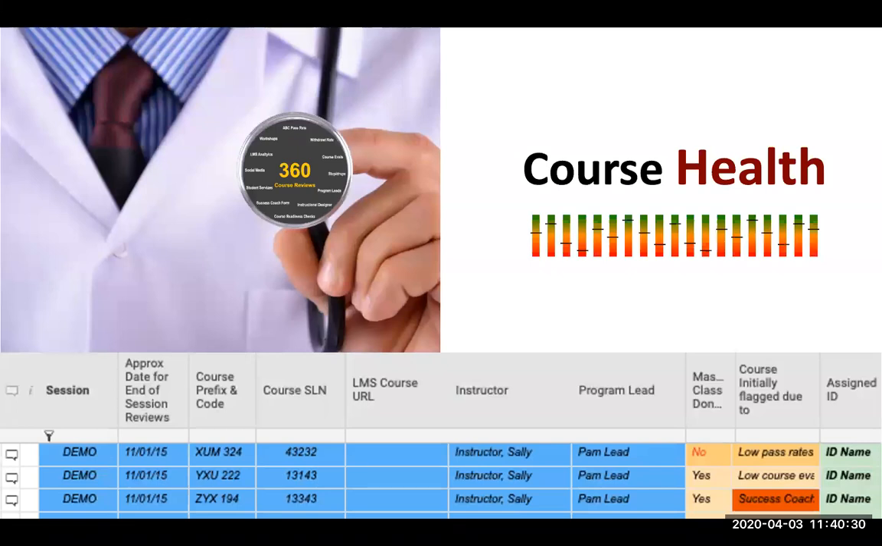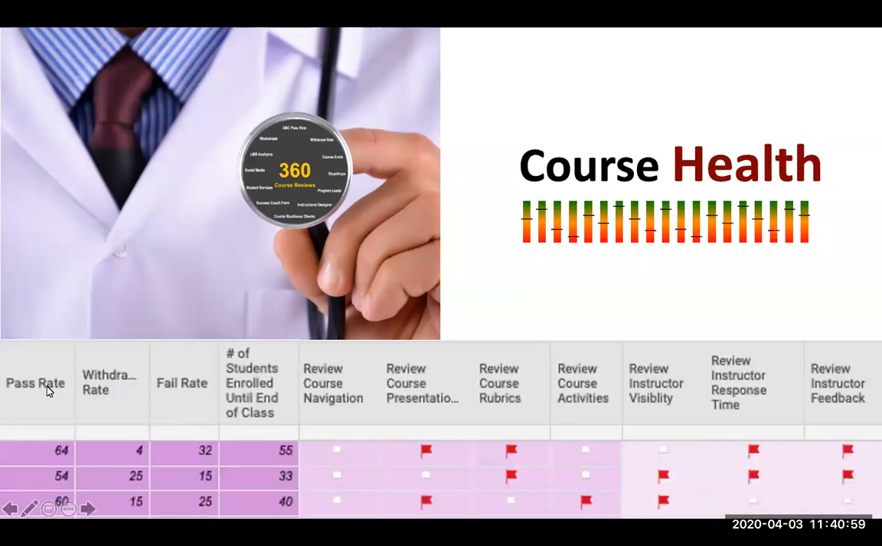So we have a spreadsheet here, and I'm not going to get into the details of the screenshot, but I did take a screenshot that shows the course information, the instructor, our program lead, did they complete the master class, why the course was flagged, was it due to low pass rates, low course eval, success coaches, and then whoever the instructional designer is. There's also these comment boxes over here that appear, and then we indicate the pass rate, withdrawal rate, fail rate, number of students that were enrolled, and then these columns here are directly related to the course evaluations. So if there's a flag there, that means students rated that item significantly less than average.